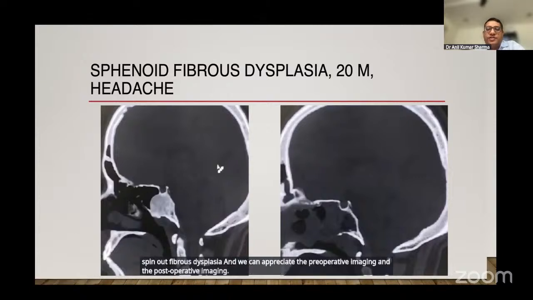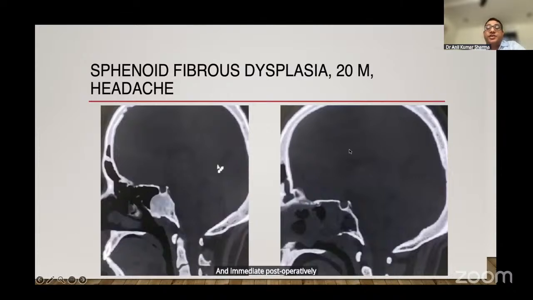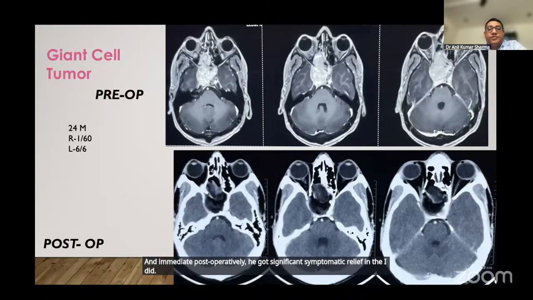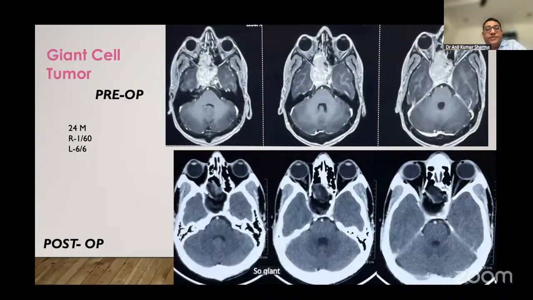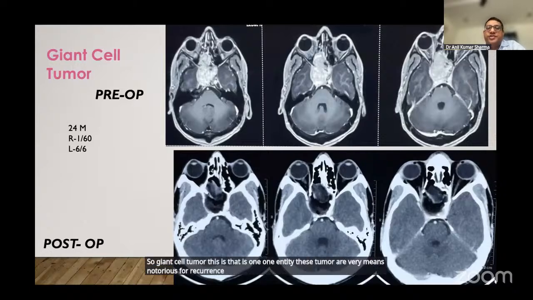Navigation is very helpful in these kinds of cases, and immediately postoperatively he got significant symptomatic relief in the headache. So giant cell tumor, that is one entity. These tumors are notorious for recurrence, and he presented with vision loss.